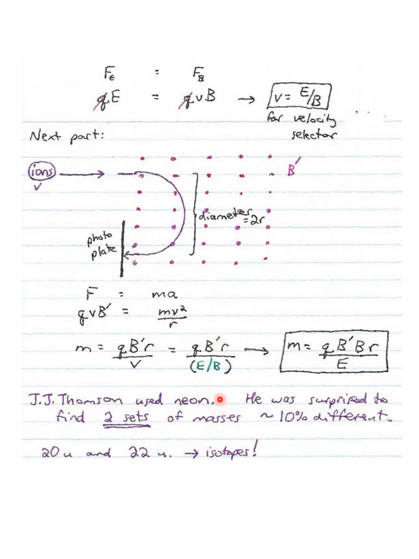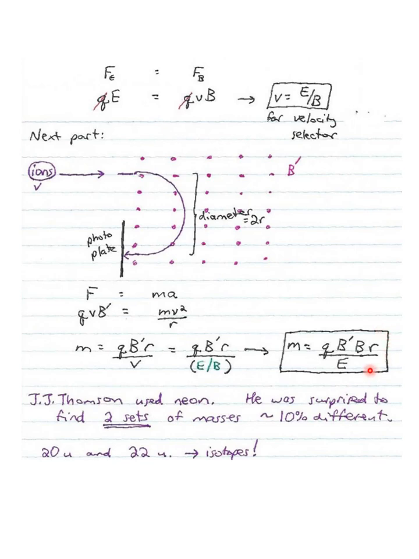So we actually don't care what the velocity is. As the operators of this machine, we know it's just E over B. And so what we get is that the mass of the ions that have shot through that window are the charge times B prime times B, the product of the two magnetic fields, times whatever the radius of its path is, divided by the electric field.